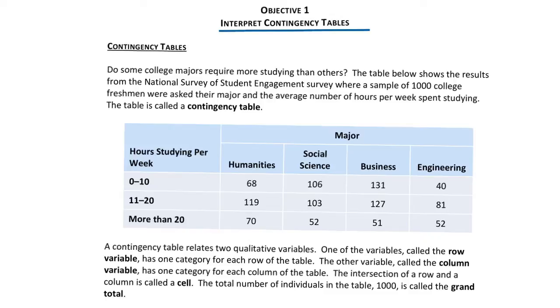The contingency table relates to qualitative variables. One of the variables is called the row variable, which has one category for each row of the table, and the other variable is called the column variable, which has one category for each column of the table. The intersection of the row and the column is called a cell. The total number of individuals in this table is 1000. So 1000 is called the grand total.